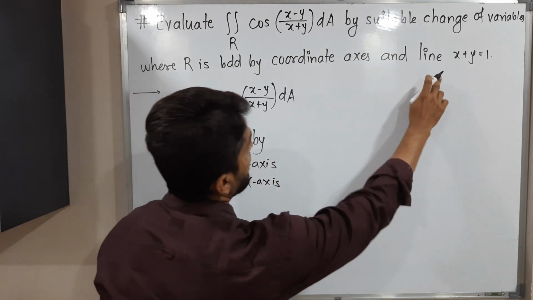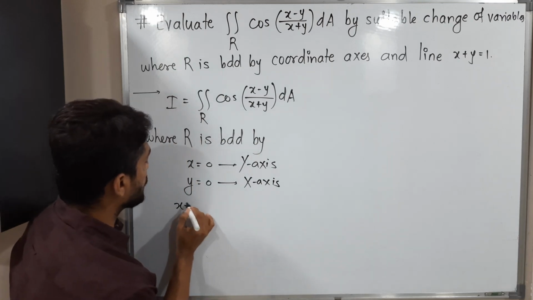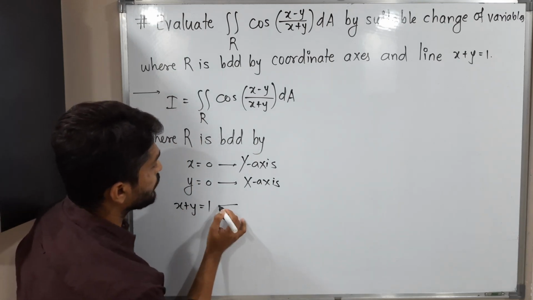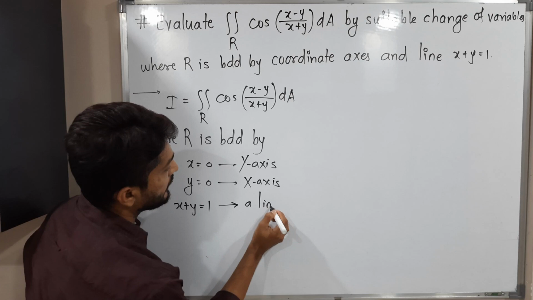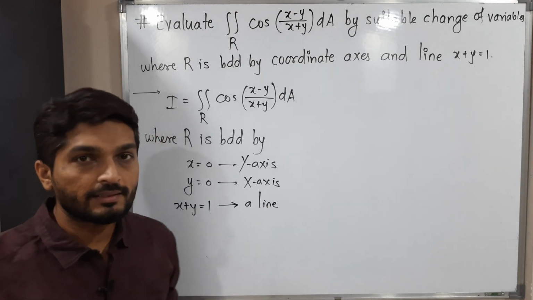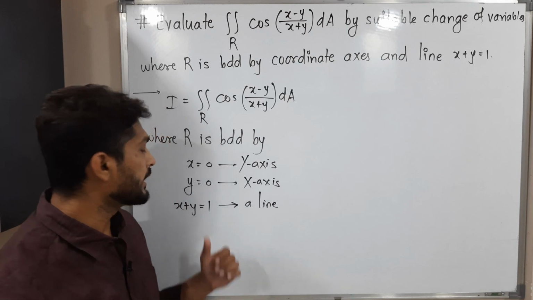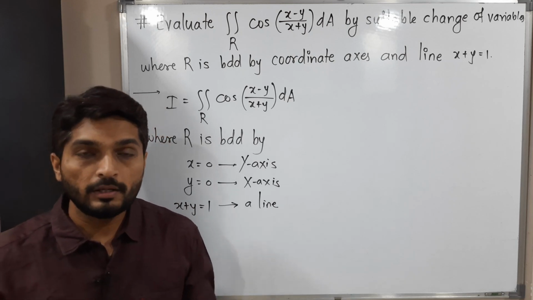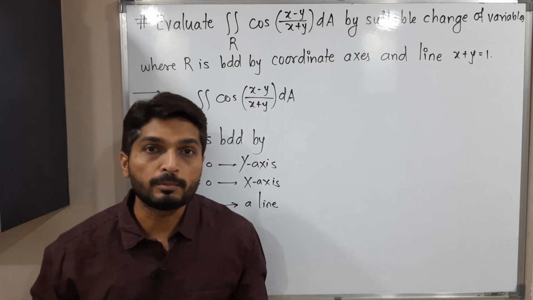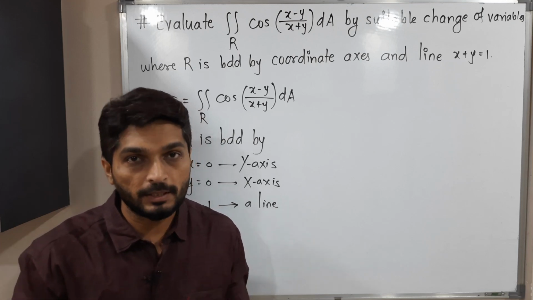They have mentioned this line also, x plus y is equal to 1. So x plus y is equal to 1, this is equation of line. So the region is bounded by these three curves, x axis, y axis and this line x plus y is equal to 1. So now we have to change the variables, that means we have to put something.